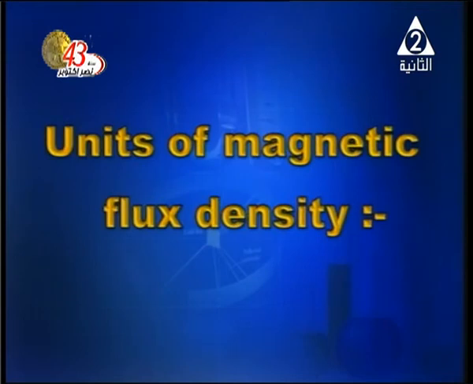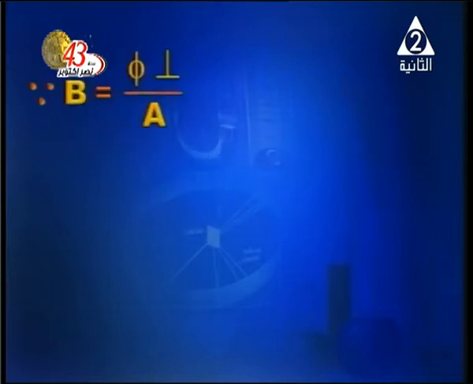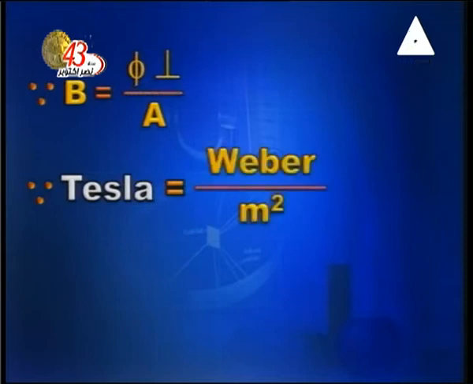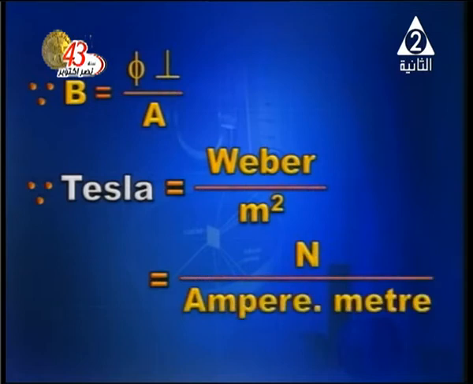Units of magnetic flux density. Flux density equals phi over A. So Tesla is the unit of magnetic flux density, and it is equal to Weber over meter squared. Also, later on you will learn that Tesla is equivalent to Newton per ampere meter.